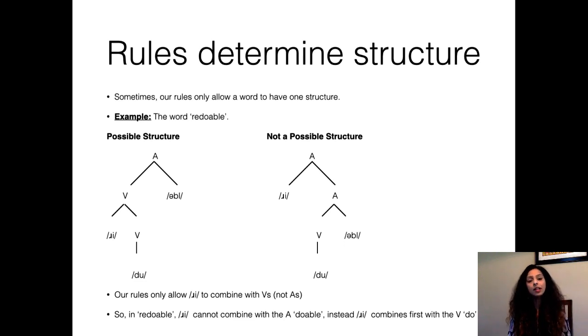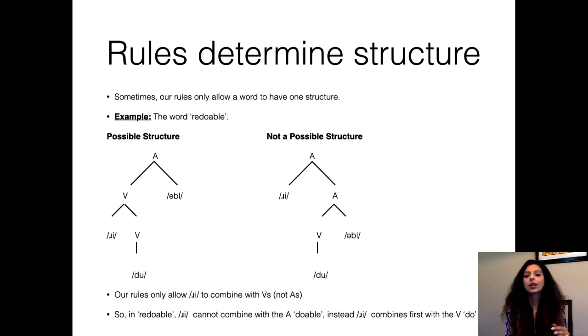So here's an example of how there's only one way of deriving redoable, even though redoable, just like unlockable, has a prefix and a suffix. The only possible way of doing redoable is to have redo and then attach able to it, right? So you take do, you attach re to it, and then you get a verb, and then you attach able to it and you get an adjective.